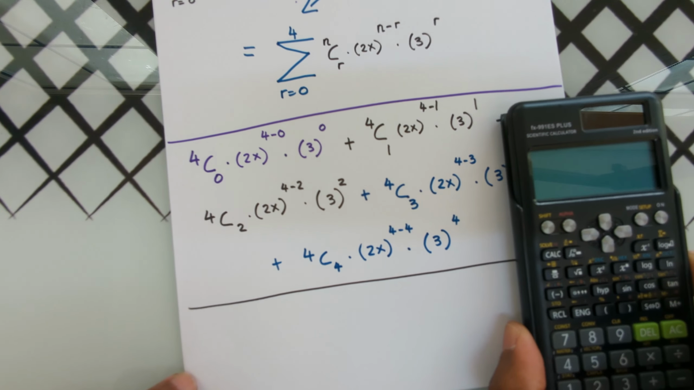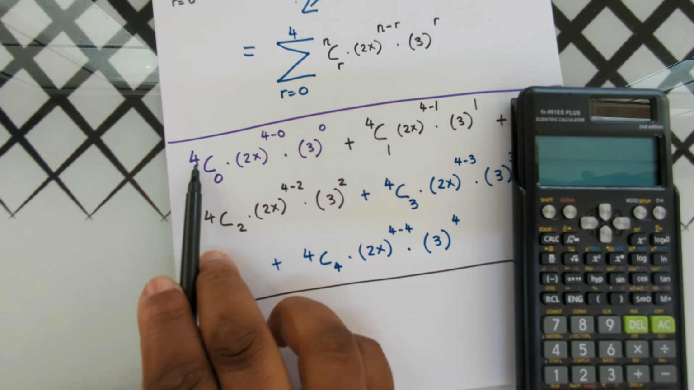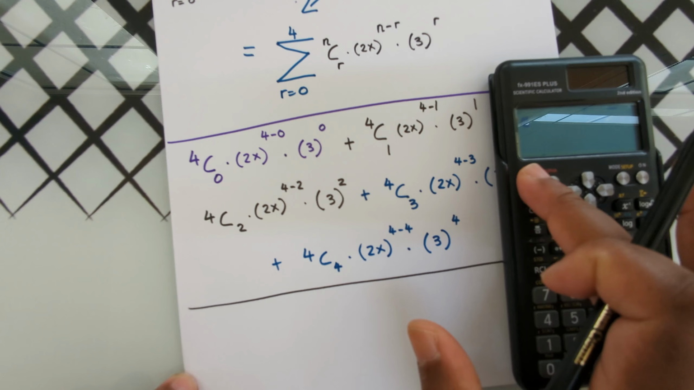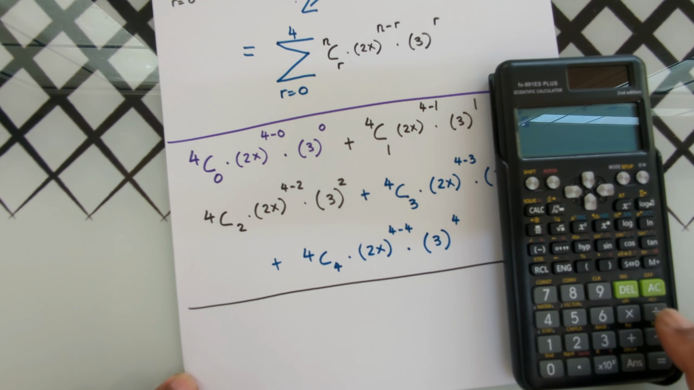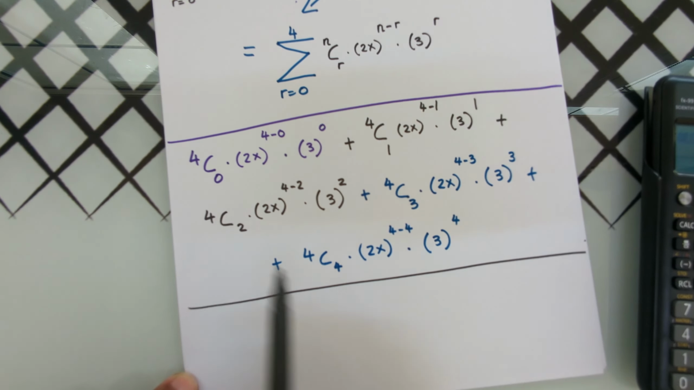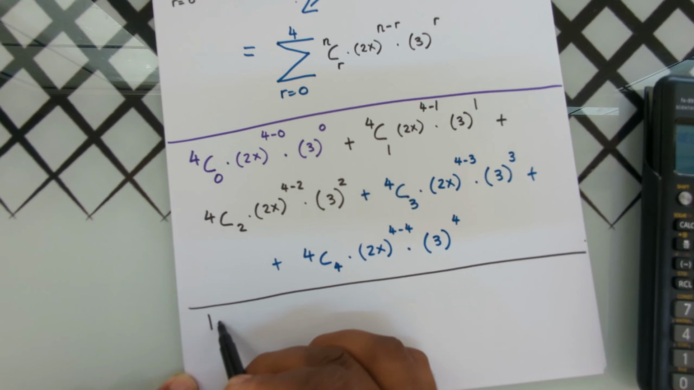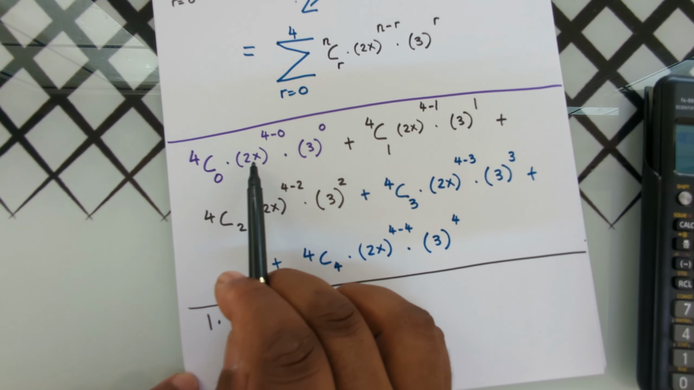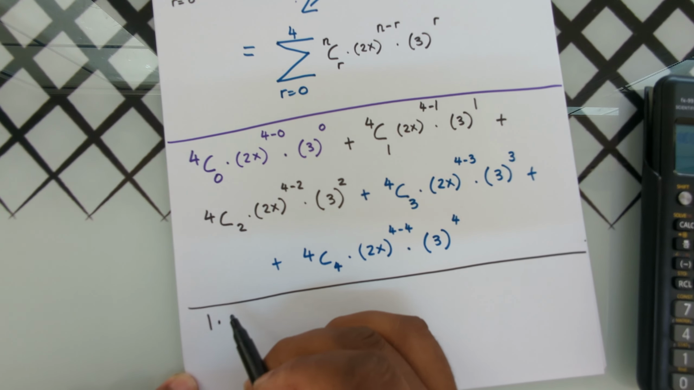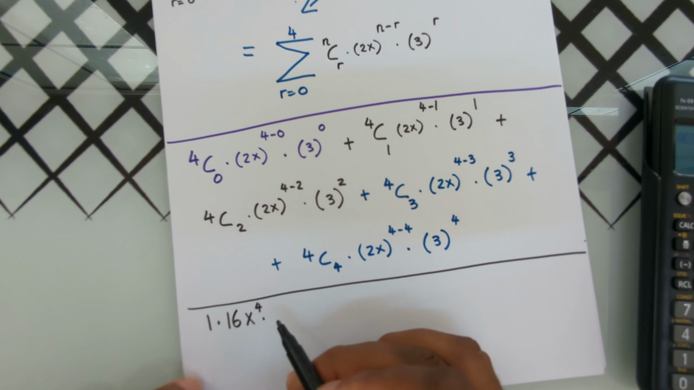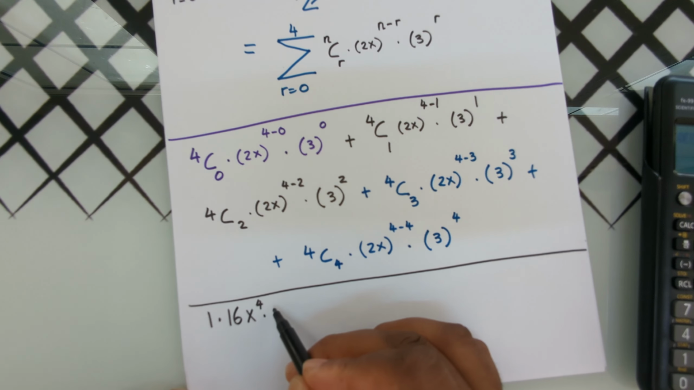So you go to your calculator and you punch in 4 choose 0. So you press 4, you press shift, and you press the division sign. It will give you a C. So 4 choose 0, that's a 1. So this part here is 1 being multiplied by 2x to the power 4 minus 0, that's just 2x to the power 4. So 2 to the power 4, that's 16x to the power of 4 being multiplied by 3 to the power 0, which is 1.